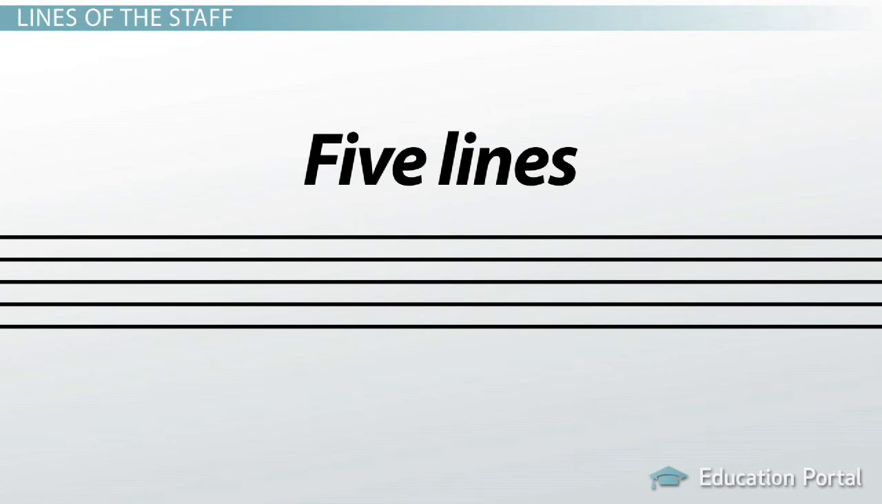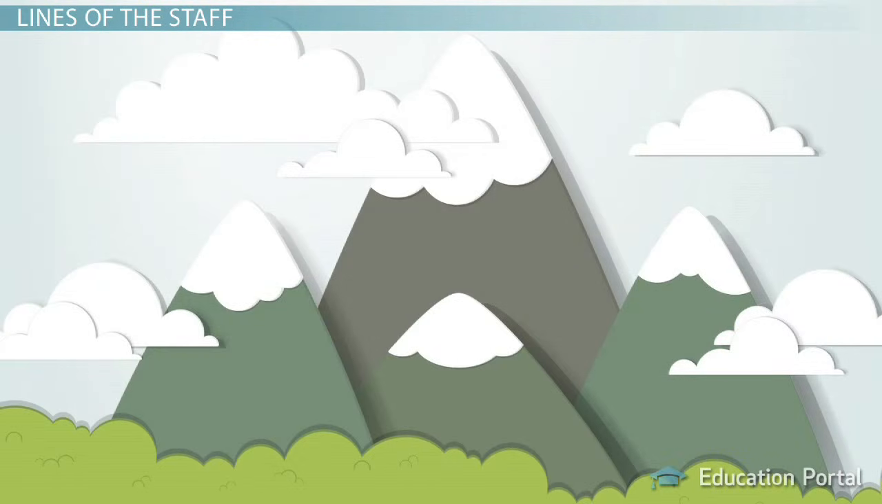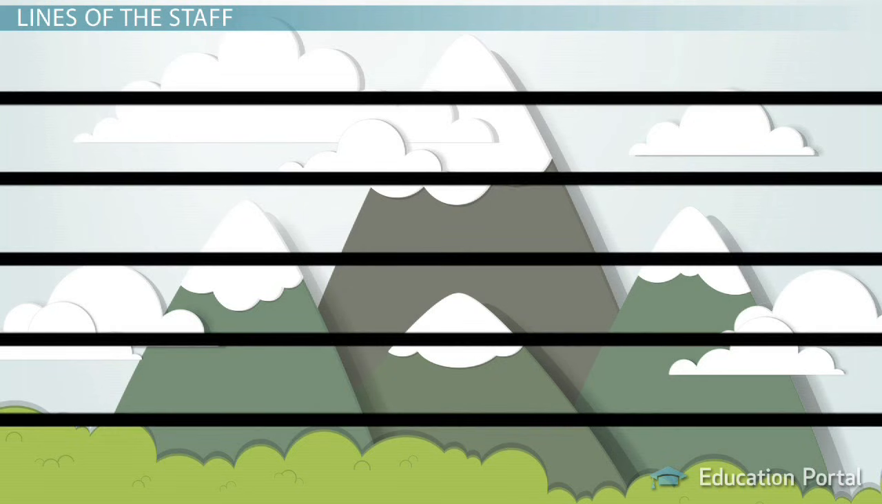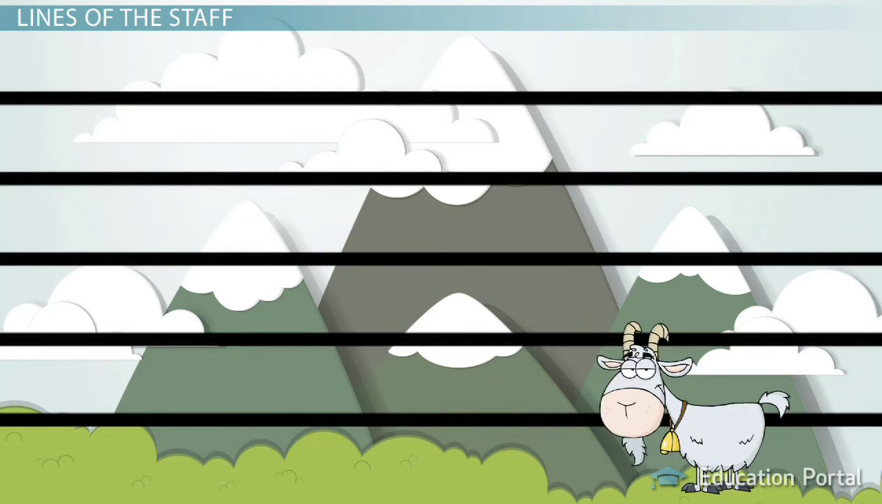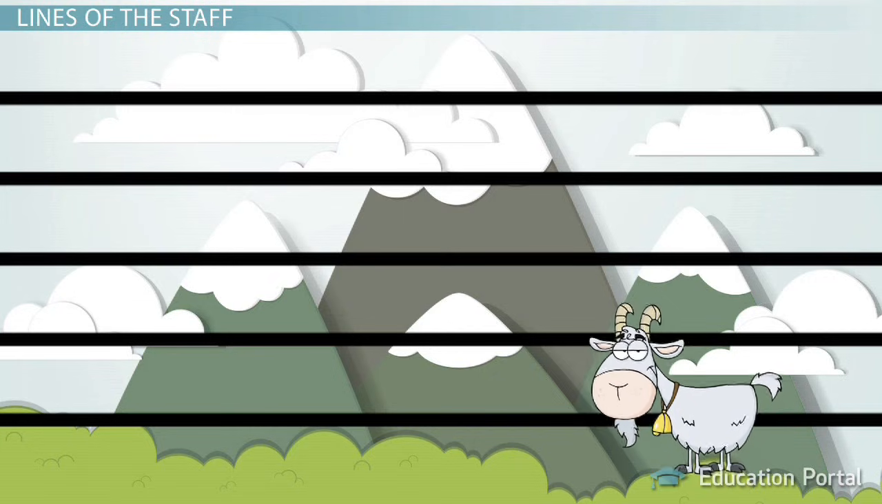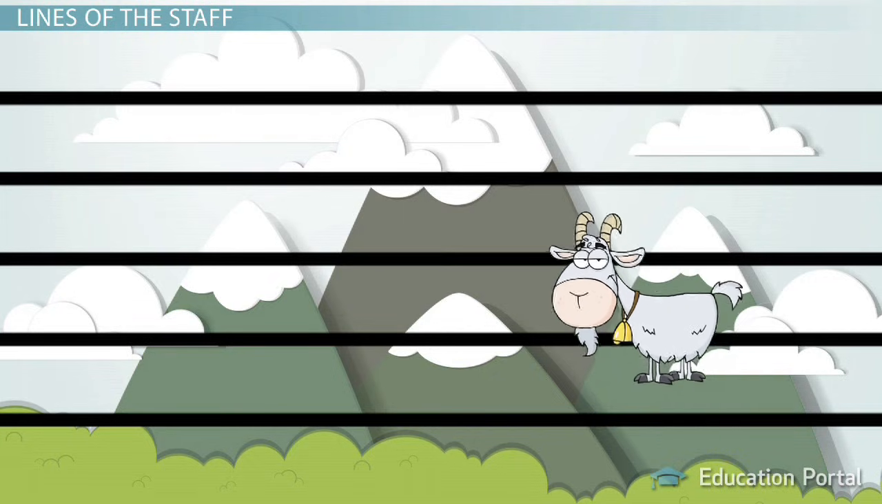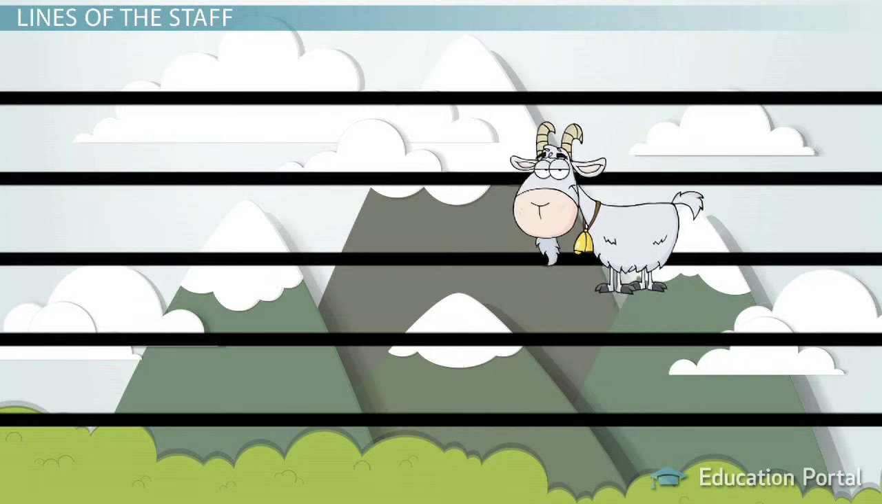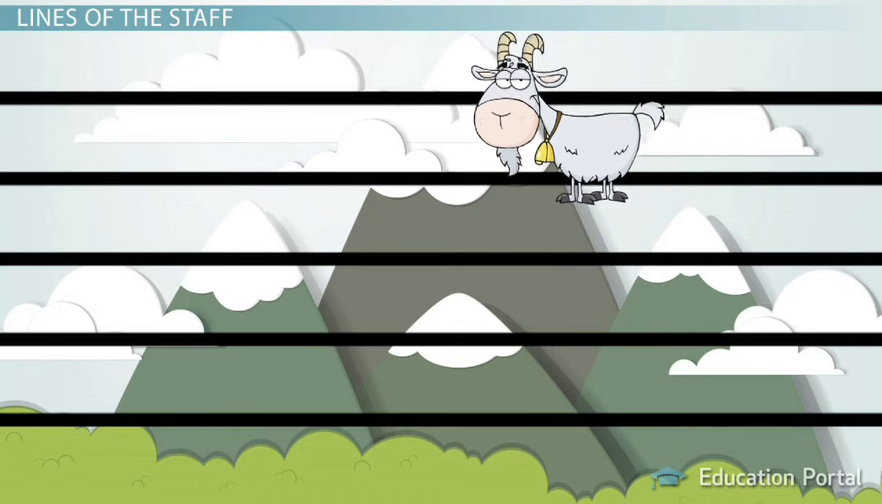Each of the 5 lines on the staff represents a specific pitch. The lower the line is, the lower the pitch. The higher the line is, the higher the pitch. You can think of it like a mountain. If our friend Billy, the note goat, is at the bottom of the mountain, we would say he's at a low altitude. On the staff, these are the lower notes. As Billy climbs the mountain, he reaches higher and higher altitudes. On the staff, we can see he is reaching higher and higher pitches as he climbs.